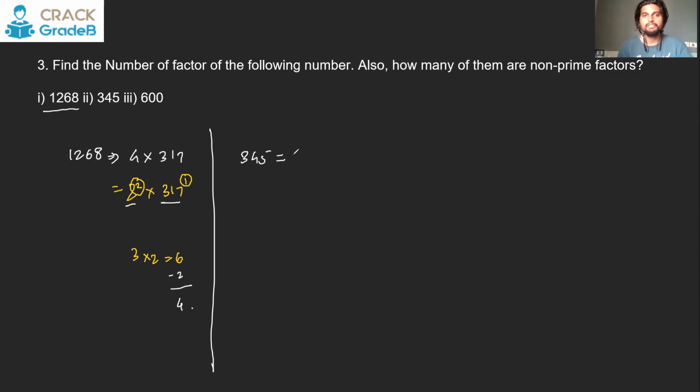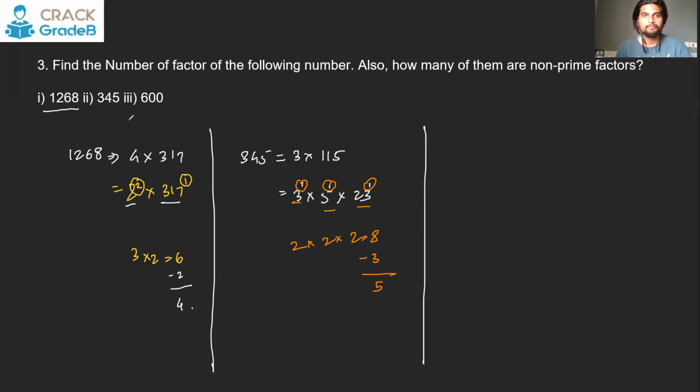345, the prime factorized form will be, this is a multiple of 3. So 3 into 115, 3 into 5 into 23. So all these are prime now. So this is the prime factorized form of this number. The number of factors will be, increase this by 1, increase this by 1, increase this by 1. So 8 will be the total number of factors, out of which 3, 5 and 23 are the prime factors. So the remaining 5 factors will be non-prime factors.